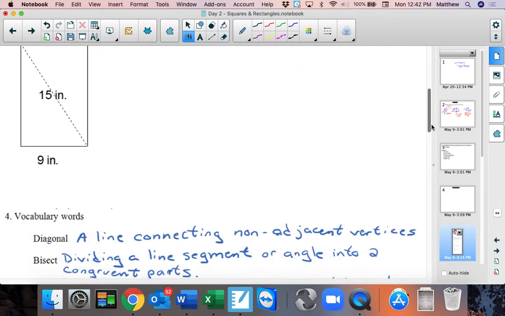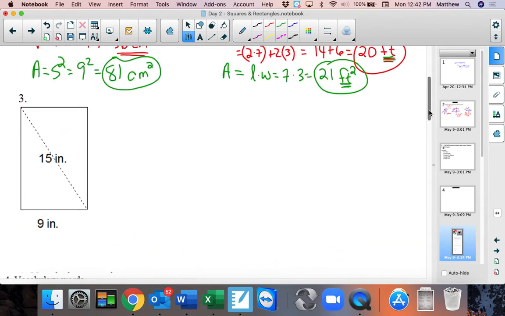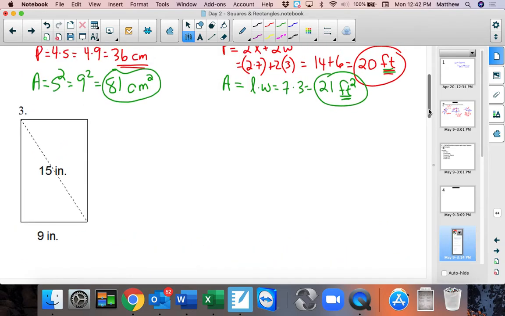Last one right down here is a... remember, we want area and perimeter. I can tell I have a rectangle, so area is going to be length times width. Perimeter is twice the length plus twice the width, to walk around.